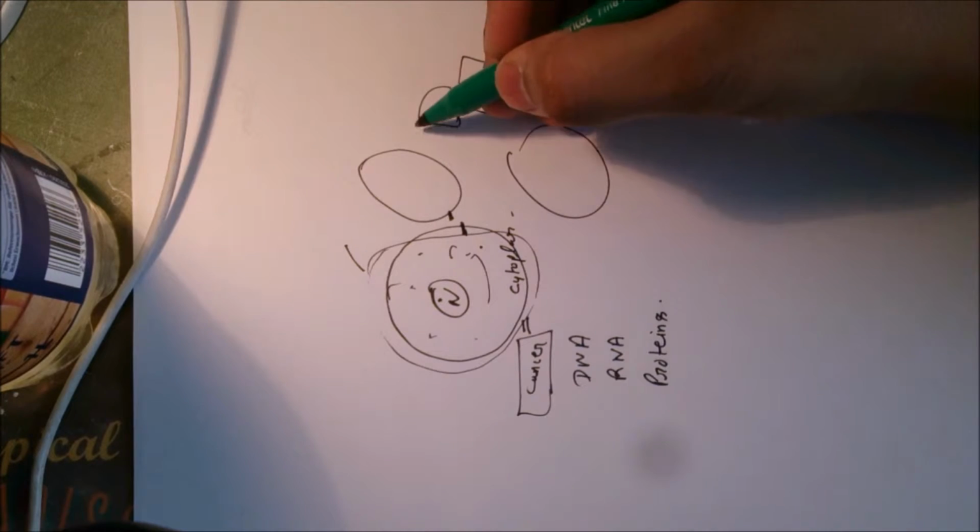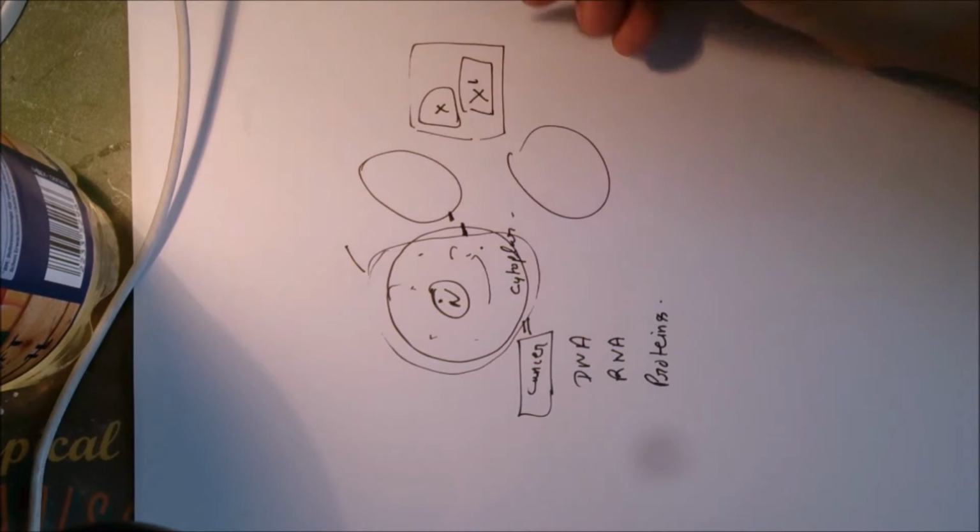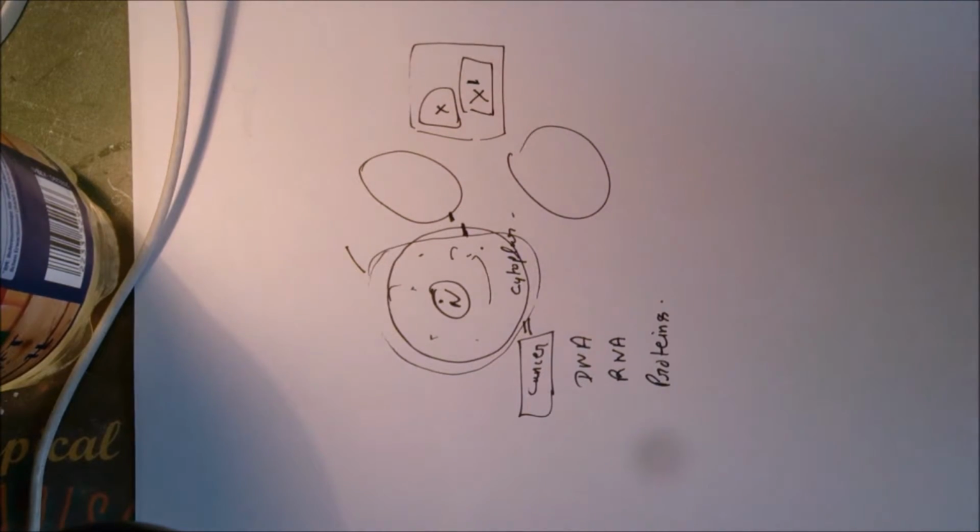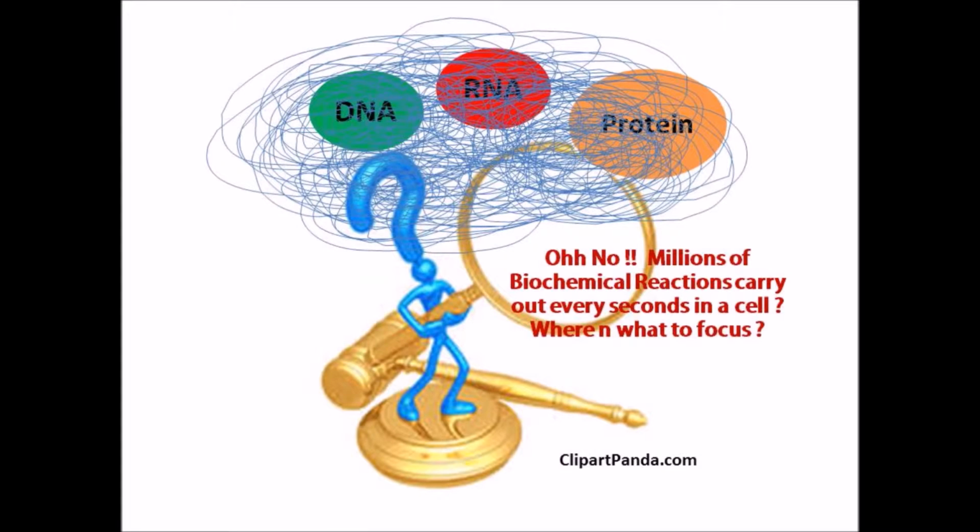So here you can understand that one single protein, with a little mutation, can affect the whole cellular process. These are very, very complex problems, and you cannot study the whole complex system at once.